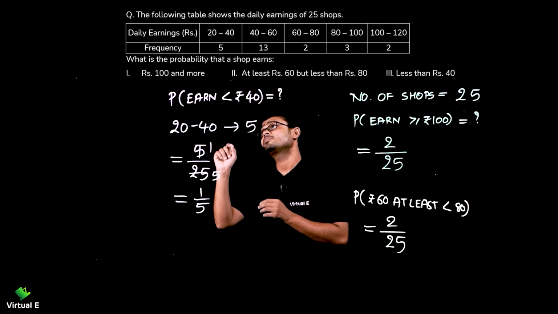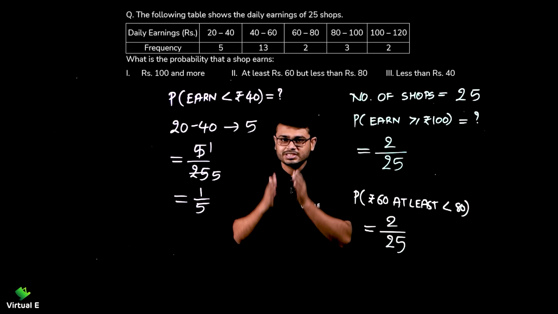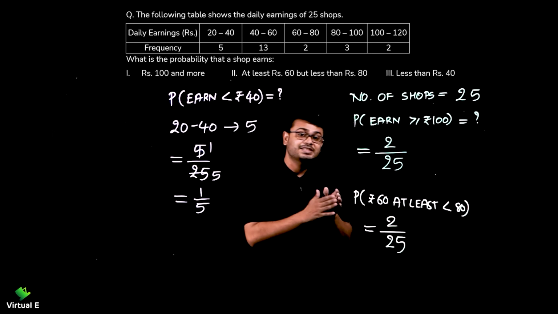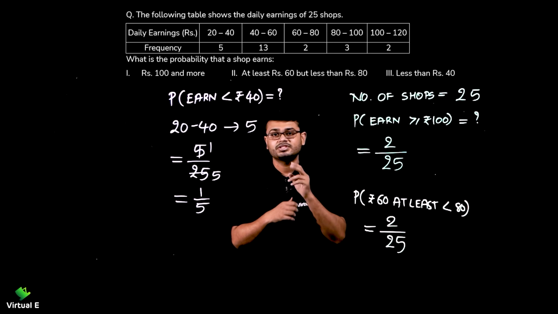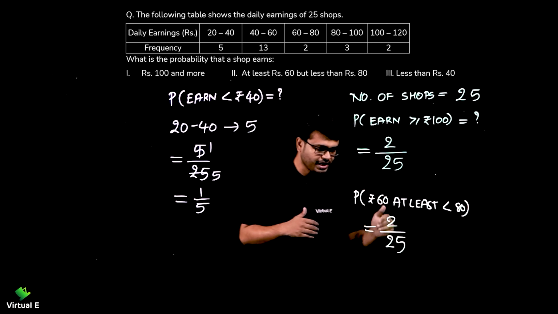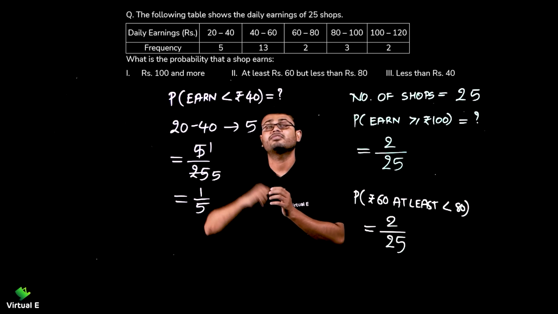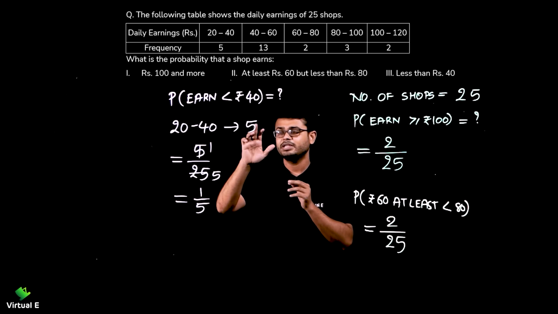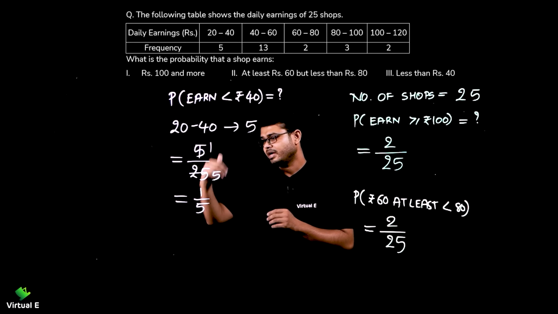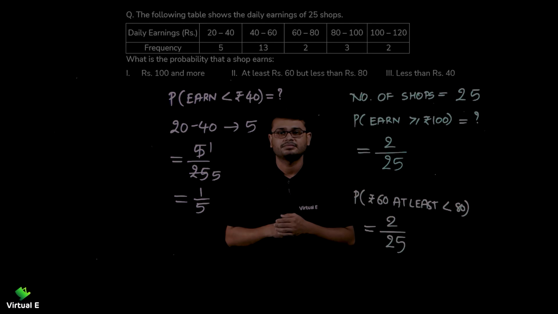Then at least rupees 60 but less than 80. So 60 is the minimum and the maximum is 80. So for 60 to 80 there is one category which has 2 shops. That is 2 by 25. And the last one, shops that earn less than 40. Less than 40 there is one category, 20 to 40. How many shops? 5. 5 by 25 will give you 1 by 5 as the answer.